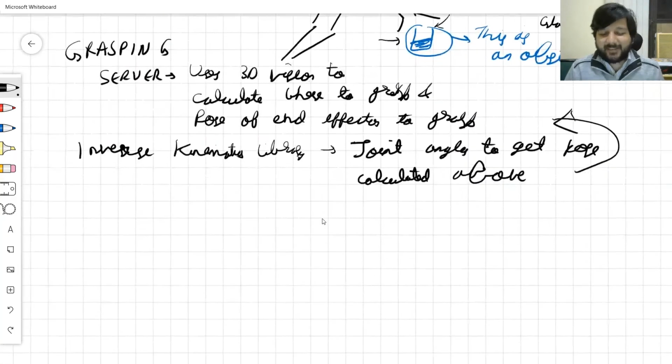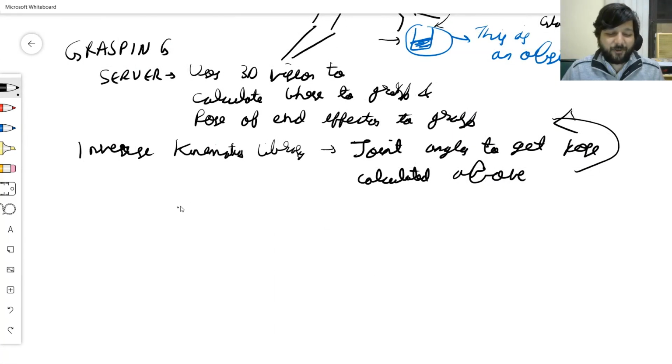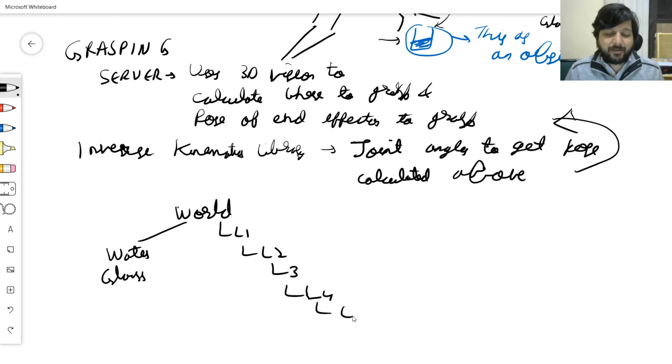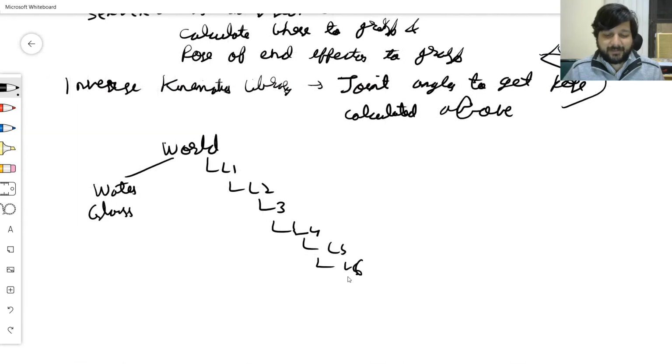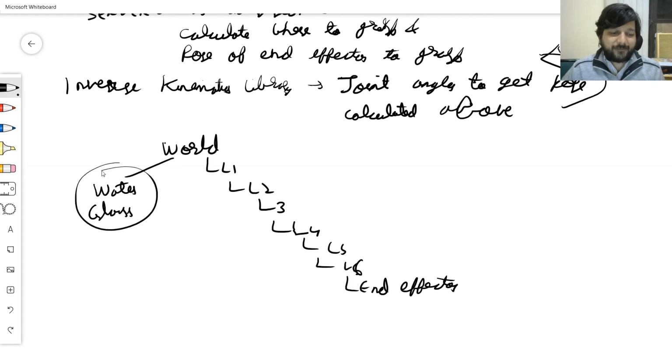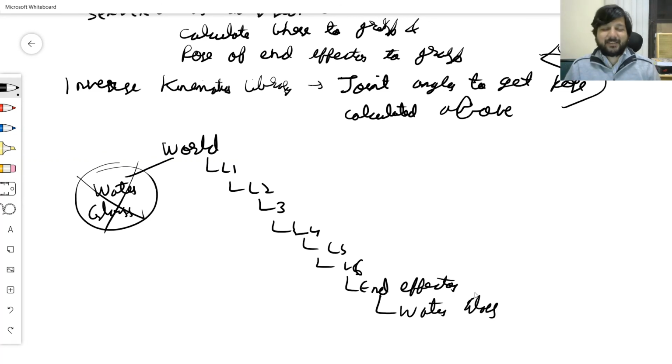The object hierarchy in case of affixments changes from link 1, link 2, link 3, link 4, link 5, link 6, and effector, so it changes from this to this. It's one of the only examples where the object hierarchy actually dynamically changes while the program is running.